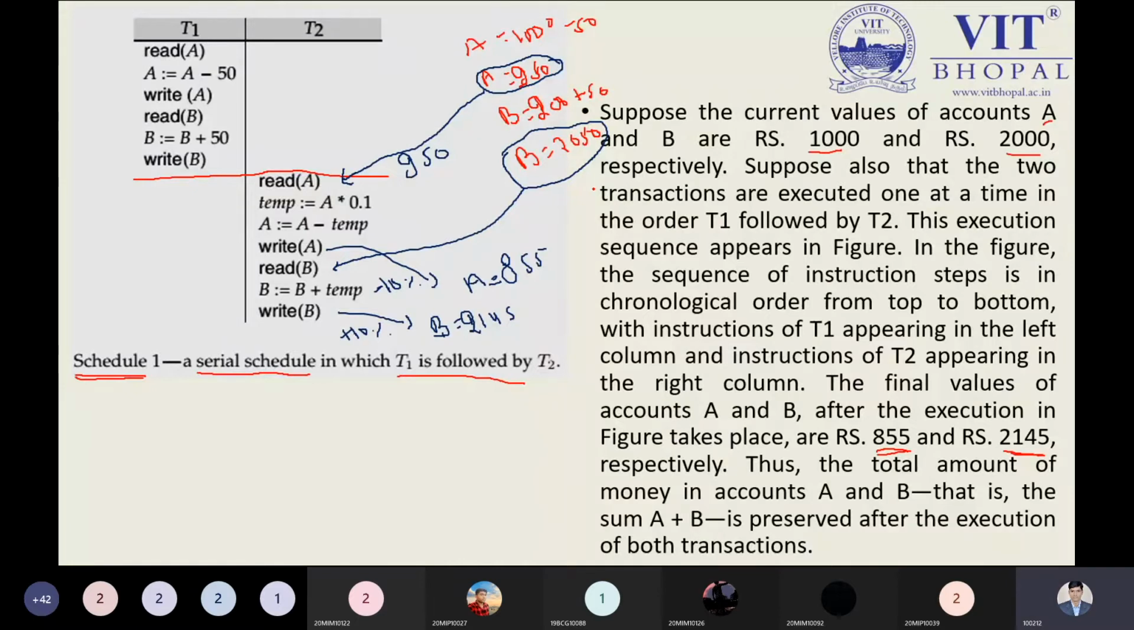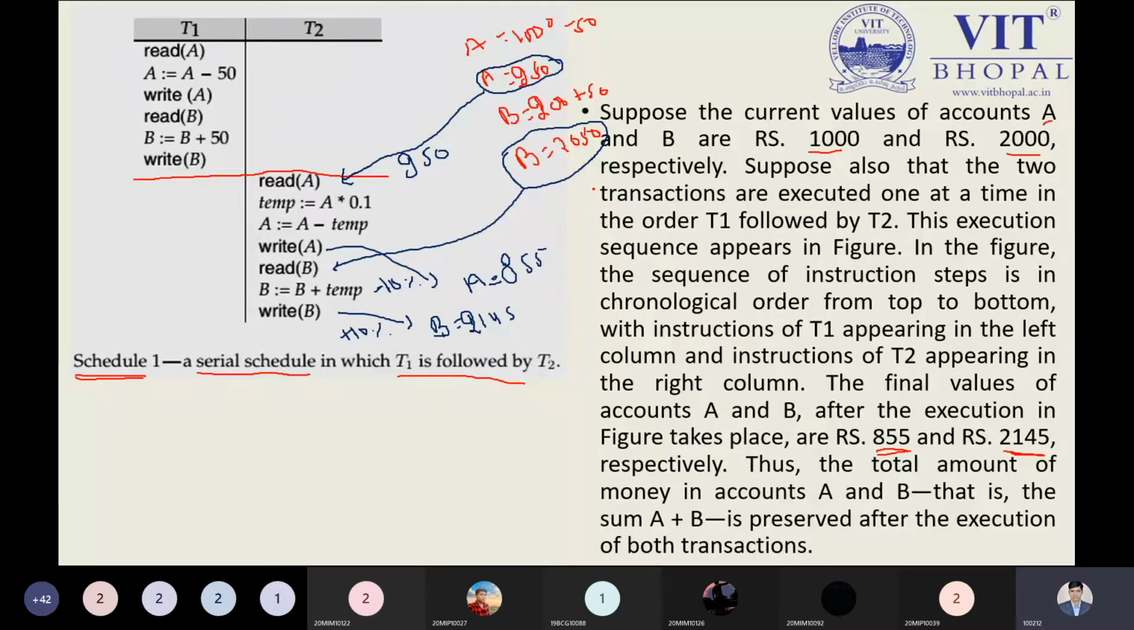Read A, B I am doing over here. So I am putting both transactions in a specific way. This is the example diagram, T1 and then T2. Now observe over here. The example is written here. Suppose the current values of accounts A and B are 1,000 rupees and 2,000 rupees. Suppose also the two transactions are executed one at a time, T1 and then T2. This execution sequence appears in the diagram as you can see here.